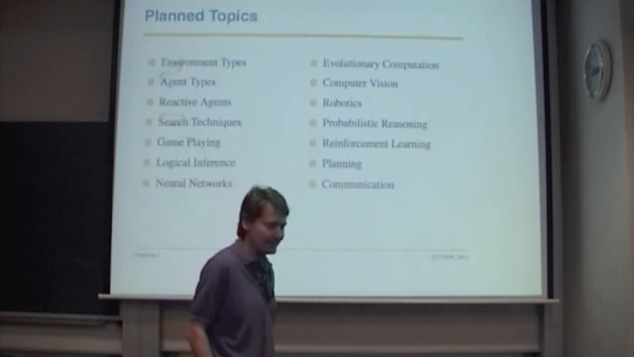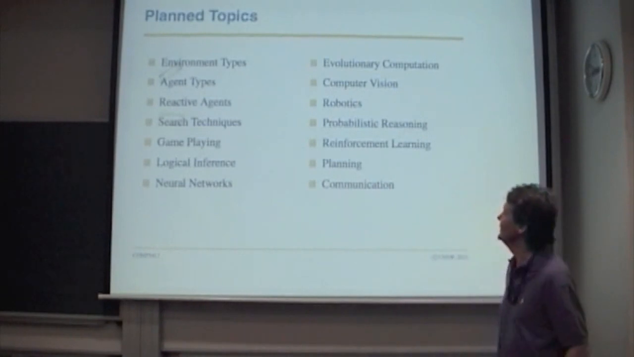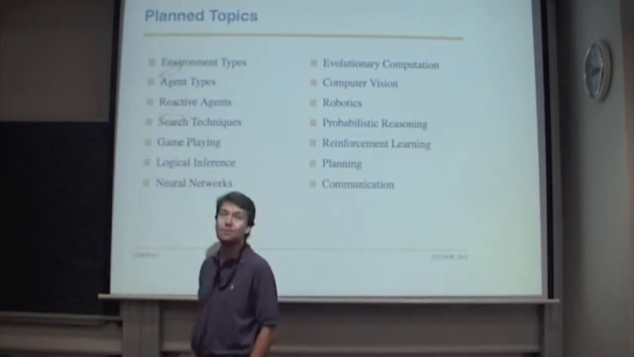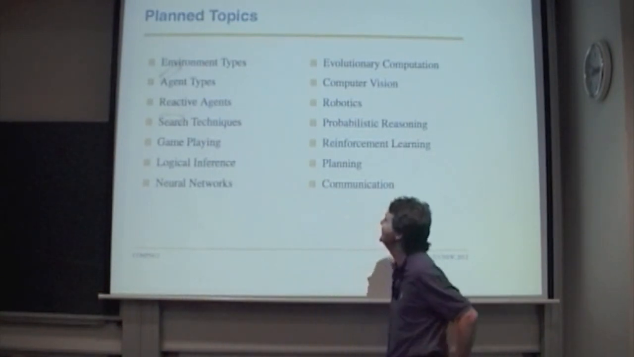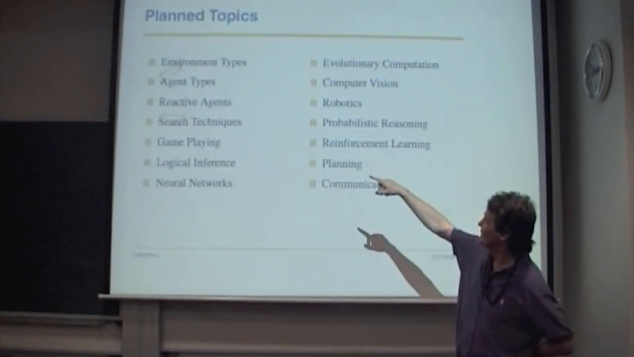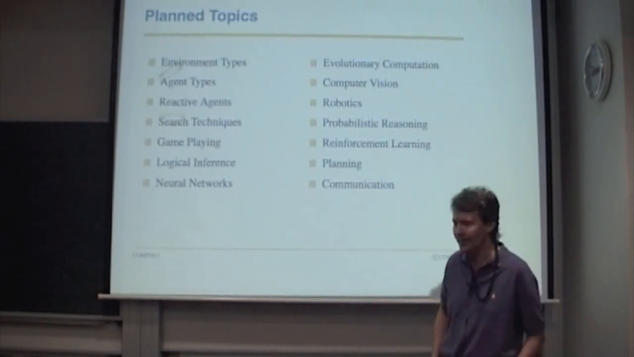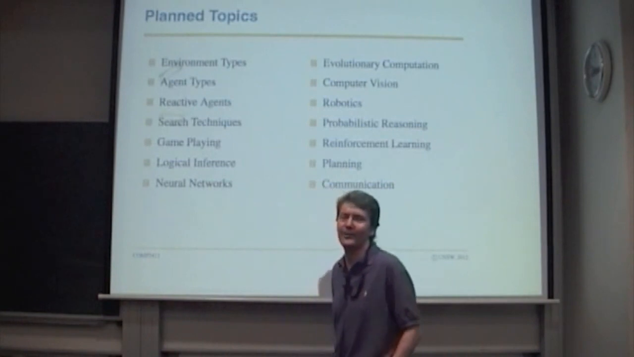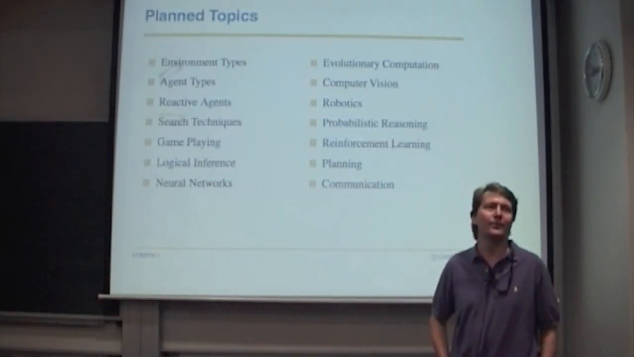These are the topics that we plan to cover. The first few topics actually go through the first few chapters in the textbook quite closely: environment types, agent types, search techniques, and game playing. We assume almost all of you have done the course 2911.